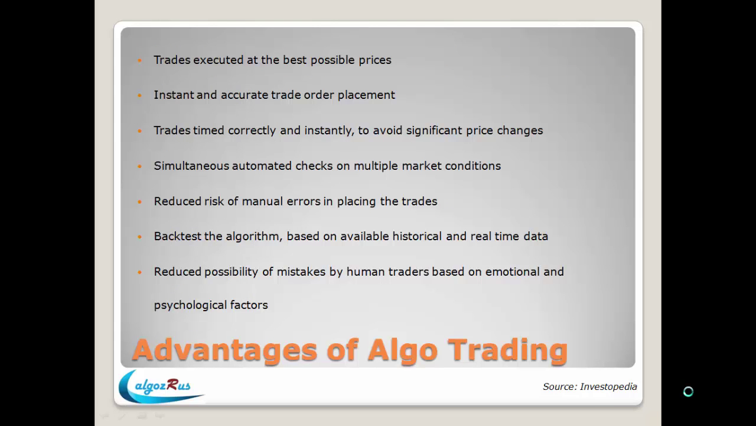What are the advantages of algo trading? Well, there are many, as they're listed out here. Trades are executed very quickly at the best possible prices. Since the trade order to be generated is already built into the algo, there are no fat finger errors happening. You can simultaneously check multiple market conditions, and that is actually one of the most important advantages of this.